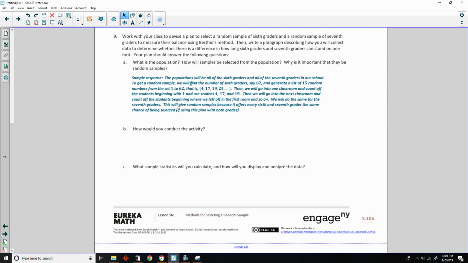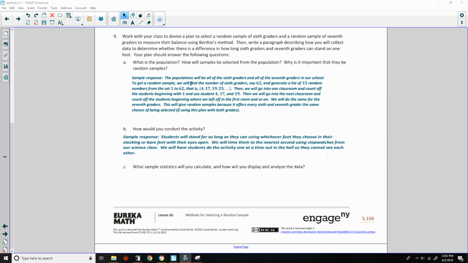How would you conduct the activity? Okay, here's a sample response. Students will stand for as long as they can using whichever foot they choose in their stocking or bare feet with their eyes open. We will time them to the nearest second using stopwatches from our science class, or how about our cell phones? We will have students do the activity one at a time, out in the hall, so they cannot see each other.